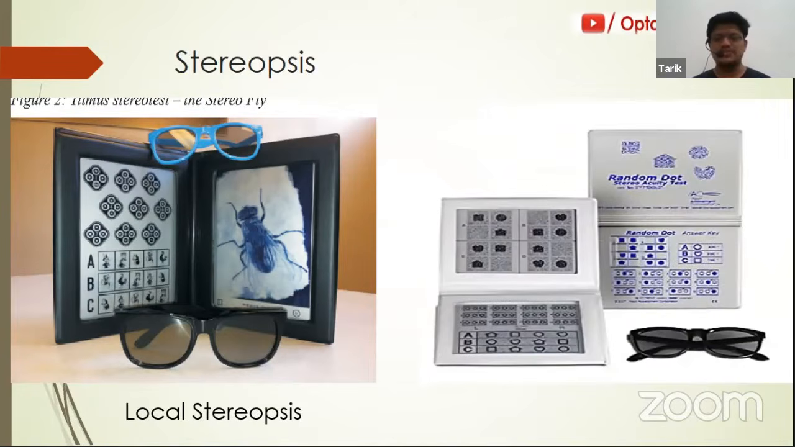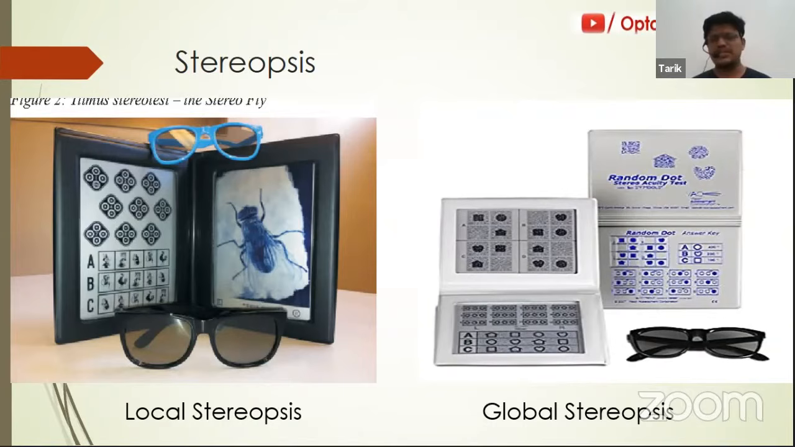Whereas the other test which we generally see is your random dot stereo test. This is called global stereopsis. Global stereopsis means the dots are placed randomly and there are no monocular cues. So global stereopsis will give you a much more accurate reading of the exact amount of stereopsis present in the patient, how good the fusion is in helping him see an image with depth perception, or what we can say is the 3D view.